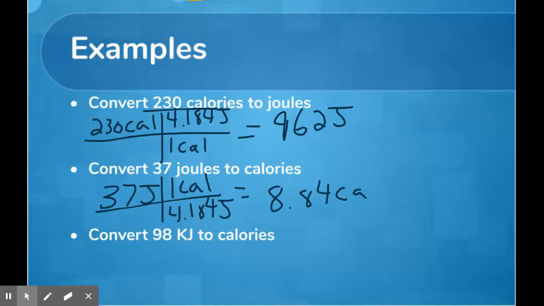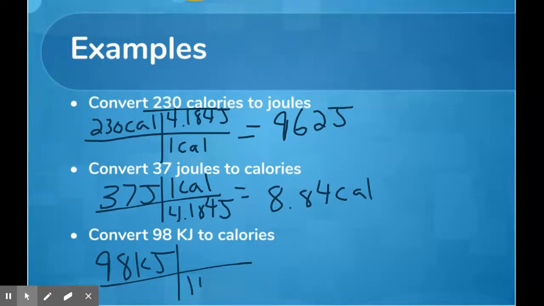8.84 calories. The last example problem says convert 98 kilojoules to calories. Now our given information is 98 kilojoules, and we want to convert to calories, but our given conversion factor is between calories and joules. So in order to be able to use that, we need to convert from kilojoules to joules first. So remember, 1 kilojoule is equal to 1,000 joules.